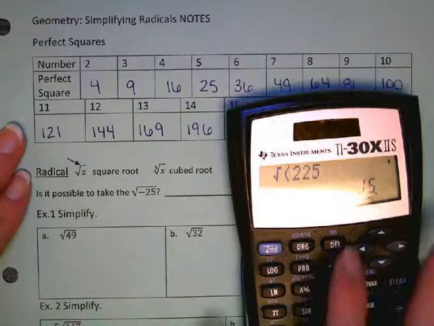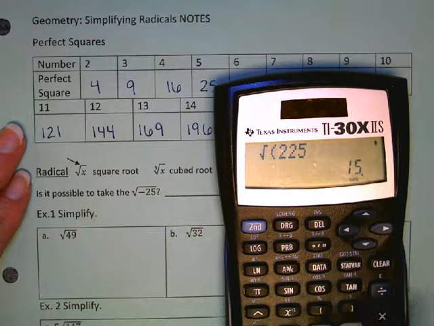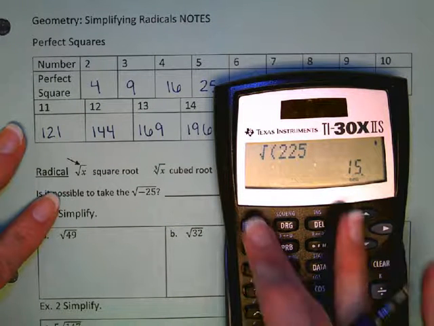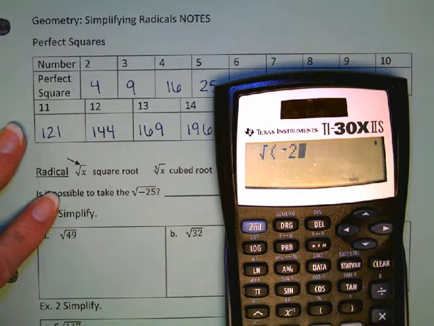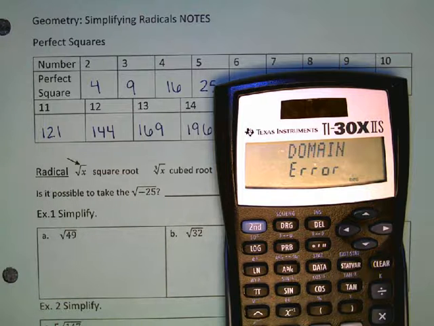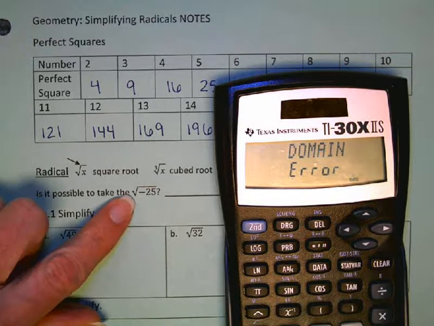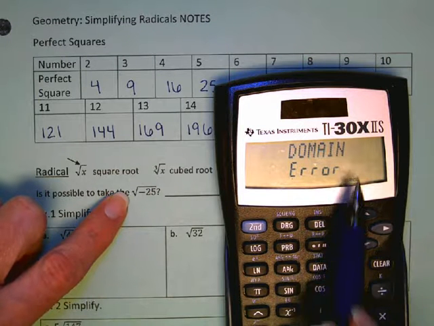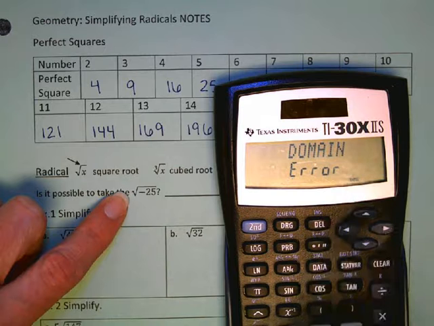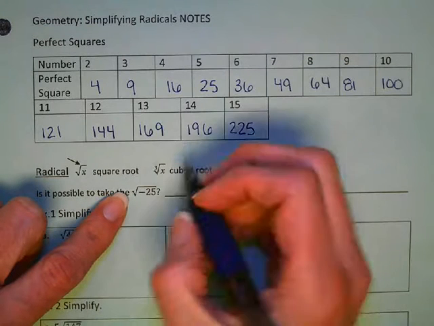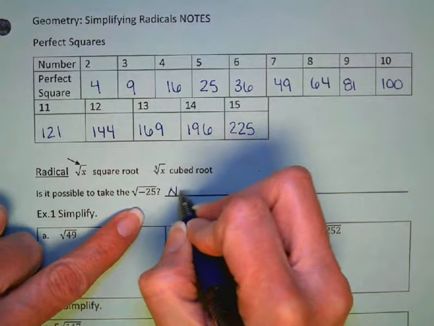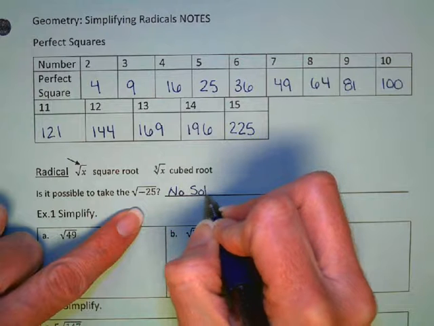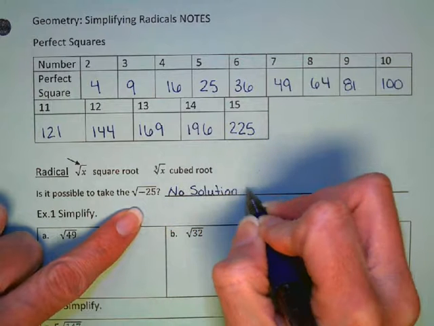It says, is it possible to take the square root of negative 25? So we'll try that. Square root of negative 25. Your calculator says domain error. The reason it says that is because this is called an imaginary number. I know we haven't really got to that, but we have the real number system. And if it doesn't fit in that real number system, the calculator isn't going to do it. It's going to tell you that there's an error. So right now, we're just going to say this is no solution. Technically, it's no real solution.